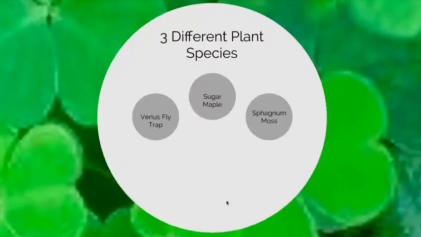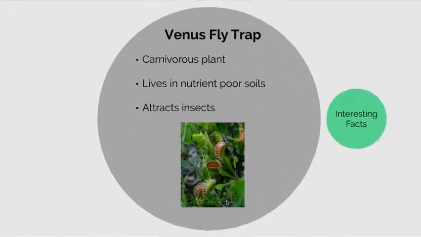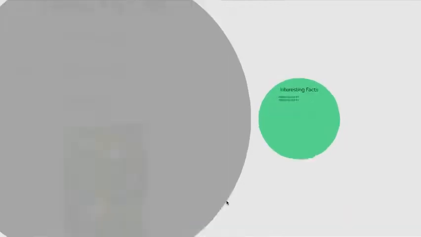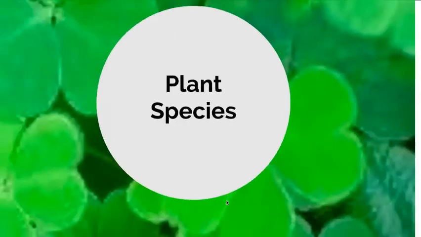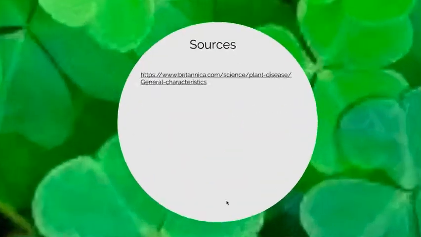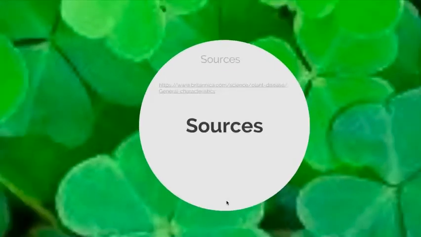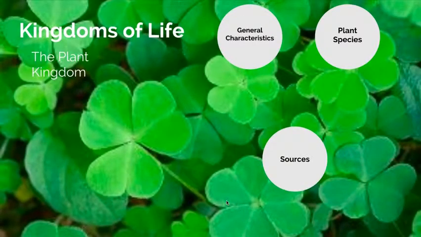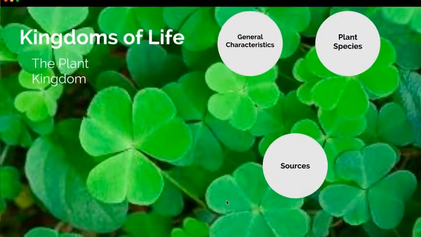Hit plant species, it'll go into your Venus flytrap stuff. It'll back out, and then it'll go to your second species and your third species after you get them done. And then it'll go to your sources. All right, and that's the presentation. So if you hit escape, that'll get you back out of it.